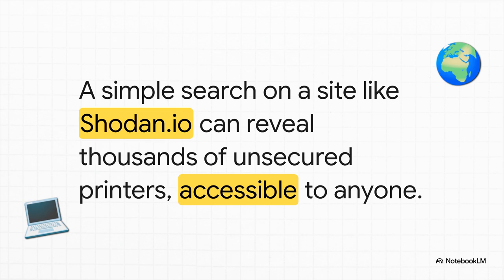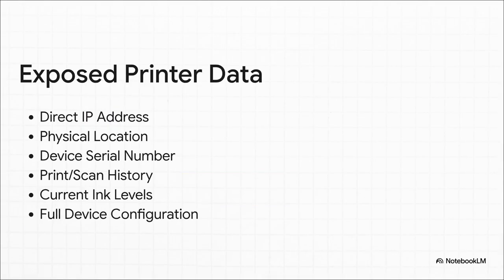And look, this isn't just some theory. It is shockingly easy to prove this is real. There are these specialized search engines out there, like Shodan, that just scan the internet for connected devices. A quick search can turn up thousands, literally thousands of printers just sitting out there, totally unsecured and open to anyone in the world. And the kind of information you can pull from these things is staggering. You can get its exact physical location, its serial number, and this is the scary part, you can access its recent print and scan history.